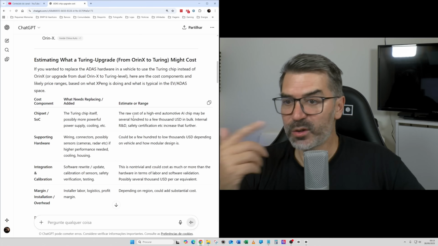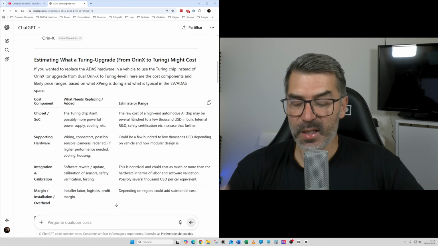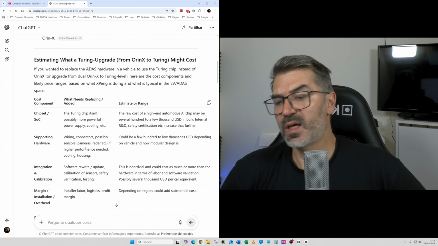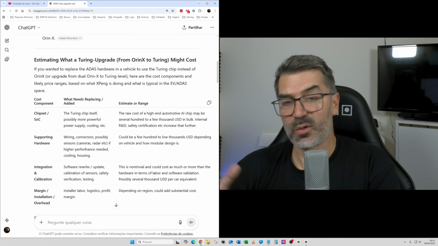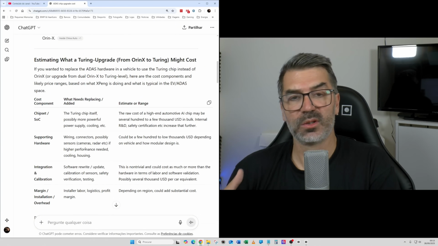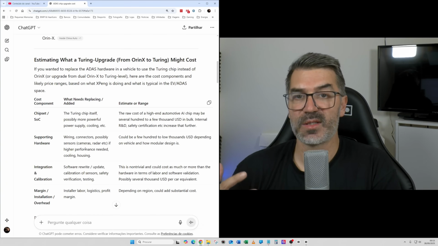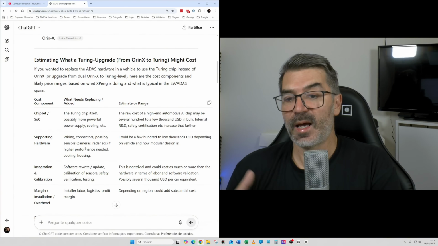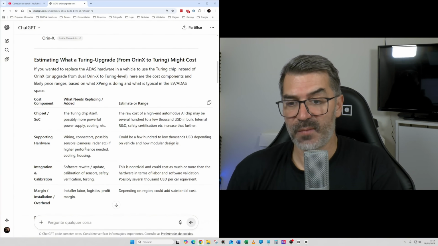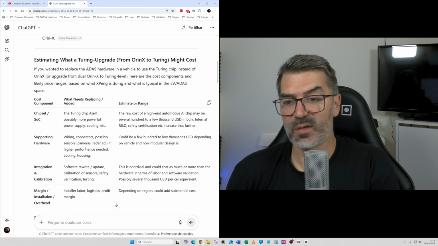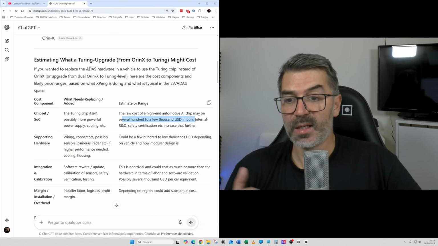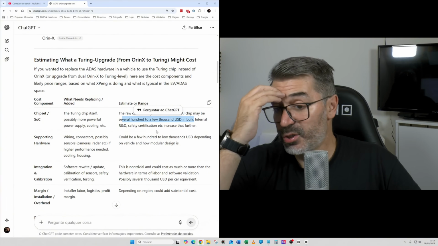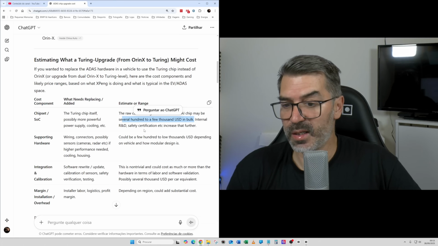So estimating what a Turing upgrade could be and might cost. It says that there are many components here. So the chipset, the SoC, so it's the chip itself, but also the power supply, cooling of the chip, etc. They could be different. But it says that it could vary between several hundreds to a few thousands US dollars in bulk. So, of course, there are some additional costs that can be analyzed.